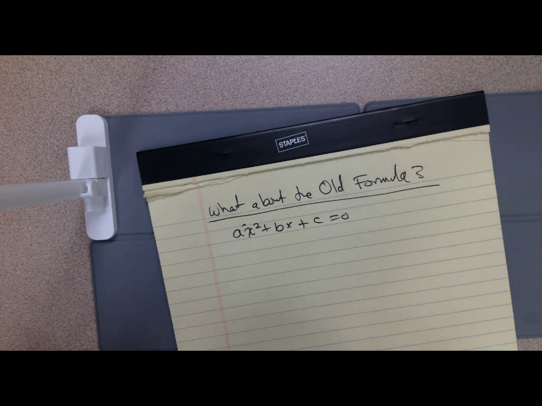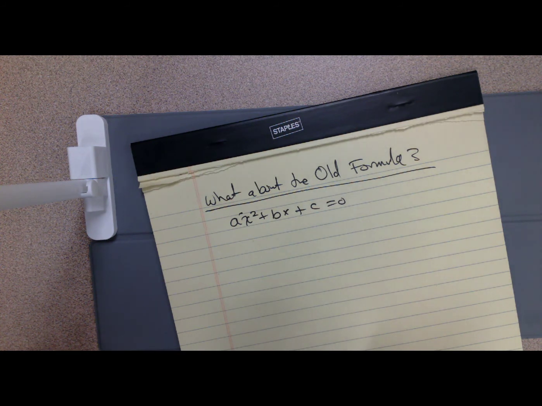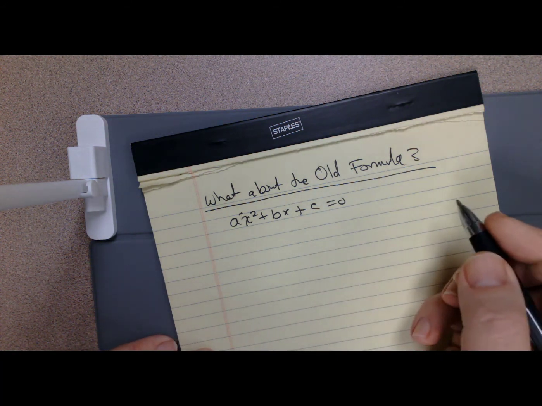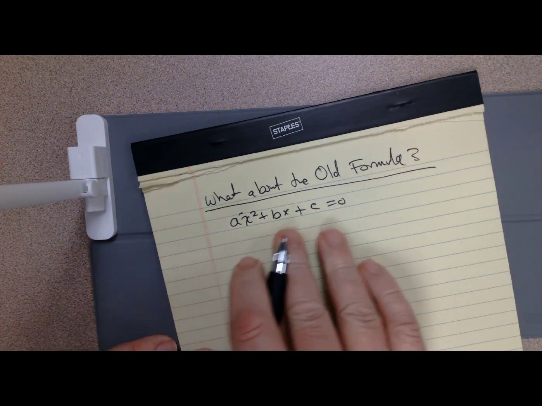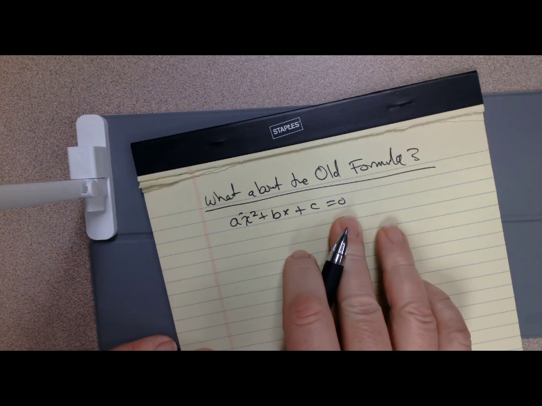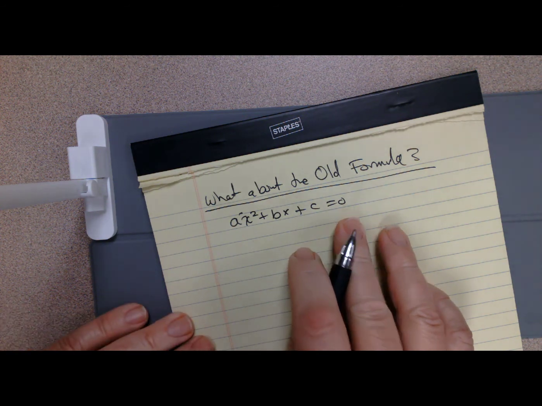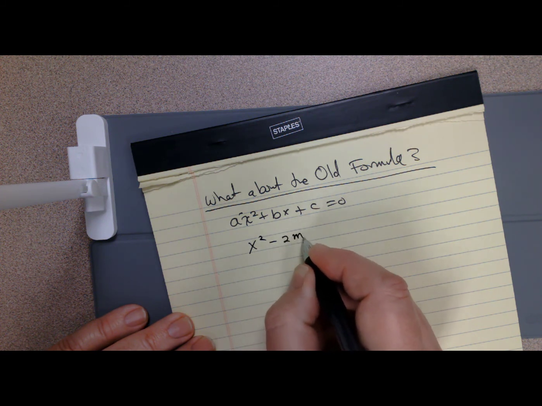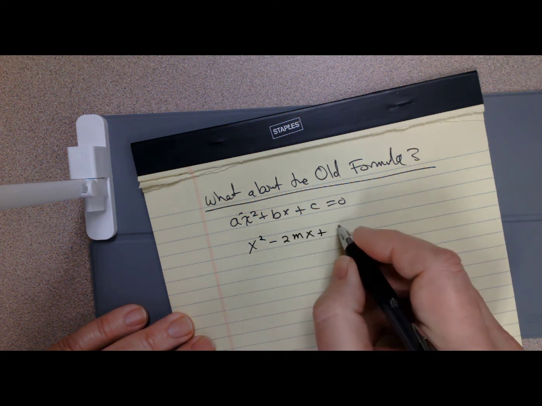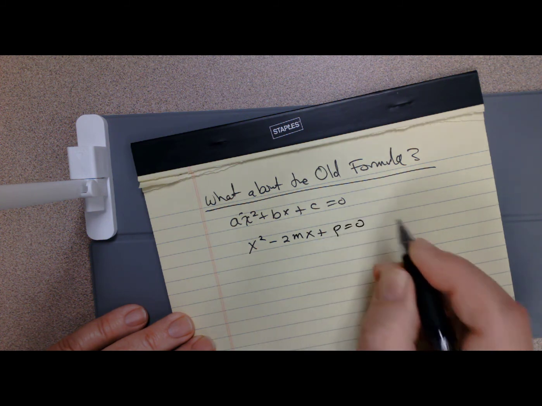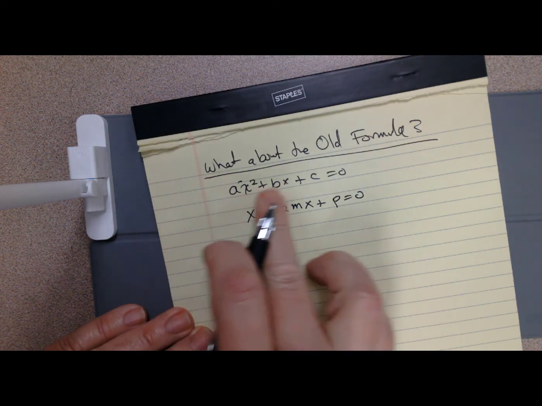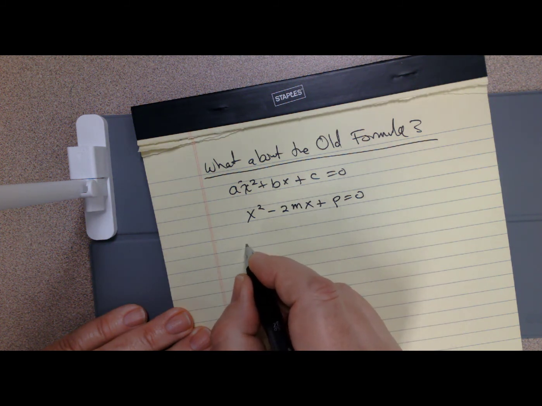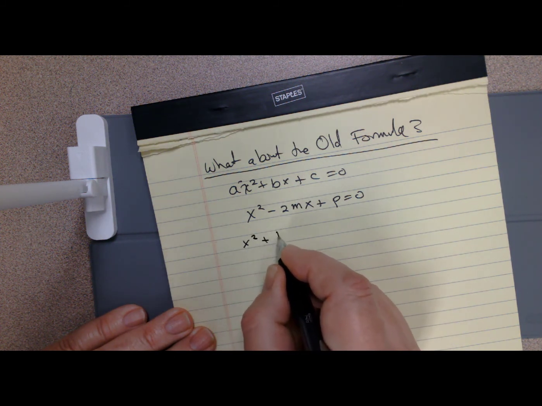Now the question for old geezers like myself is, what about that old formula? Is it lost forever? Well, let's take a look. First, recall that the general quadratic formula is that. Now, how would I solve it using the new formula? Well, recall the new standard form. In order to do this, divide through the original equation by a.